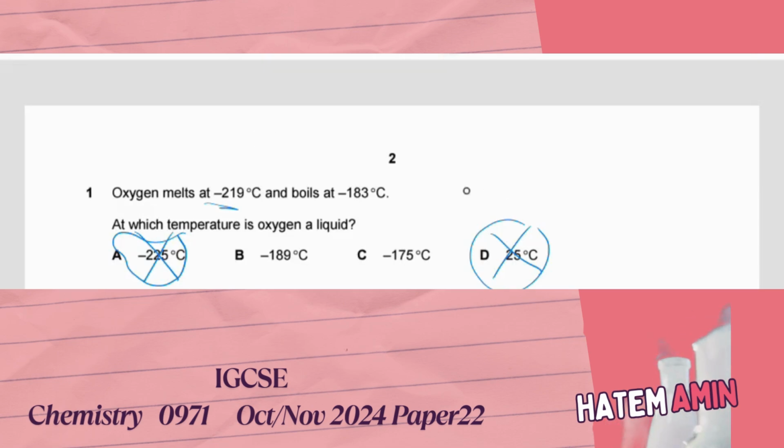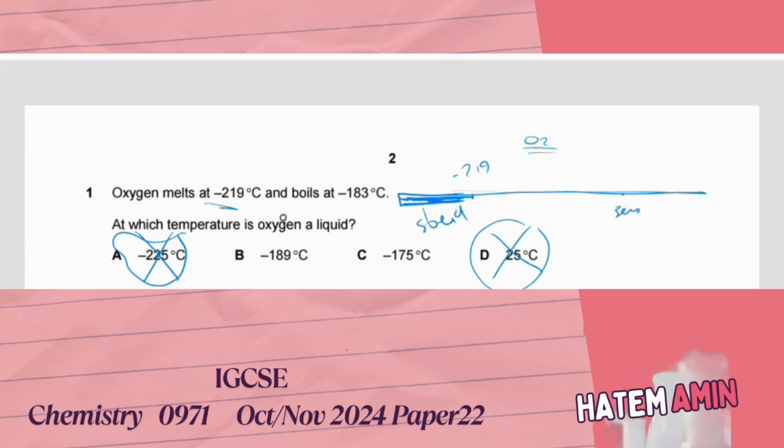So if we need to draw a line of the melting or boiling point for oxygen, if we consider this is 0, and here this is minus 219, for example, below minus 219 all of the substance is solid. He is talking about the liquid, or at which temperature the oxygen should be liquid. So it should, of course, be above minus 219. Our choices now are minus 175 and minus 189. Which one is correct?